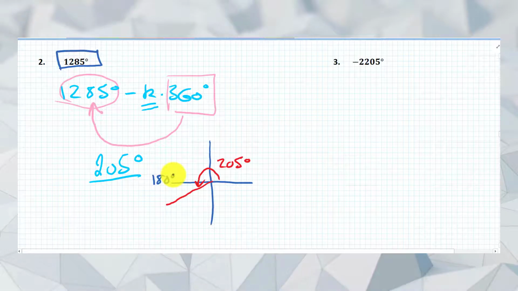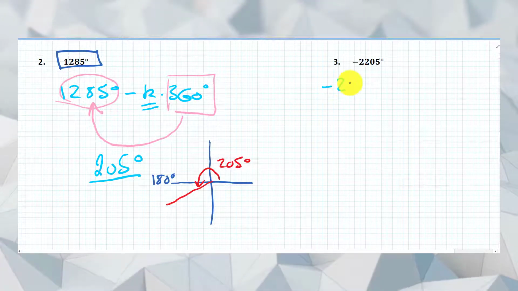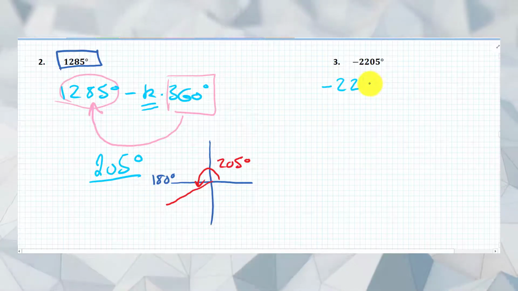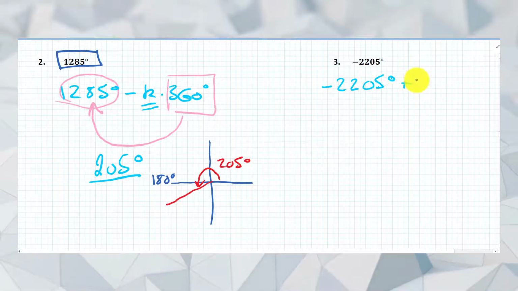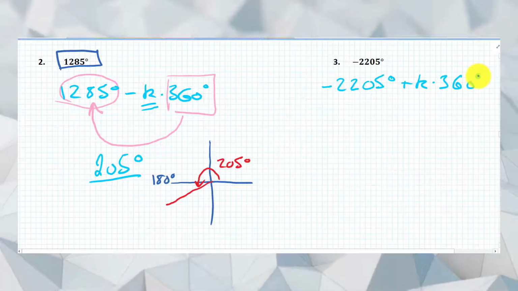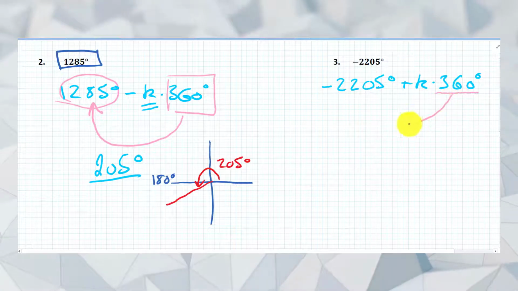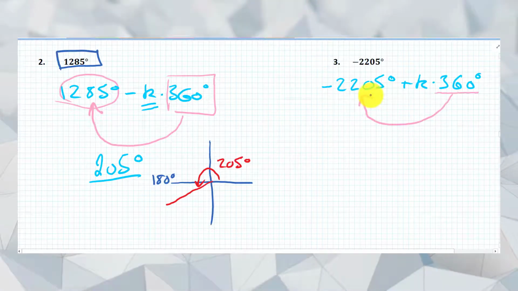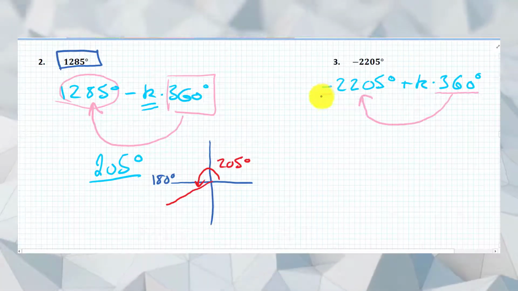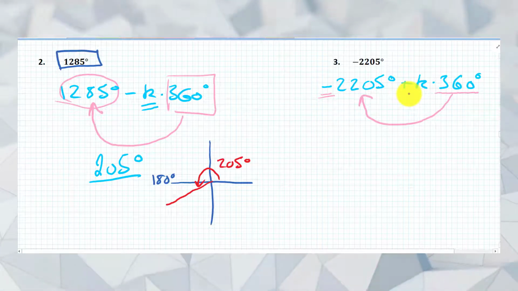All right, number 3. Now, what I need to do right here is add a certain amount of 360 degrees, right? How many do I need to add? Well, here, if I do the division, I'm going to find the number of 360 inside 2205. But actually, because it is negative, I will have to add one more to that number. Let me show you what I mean by that.